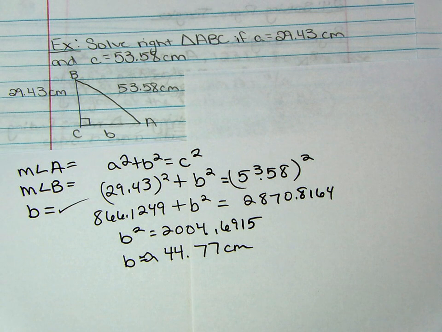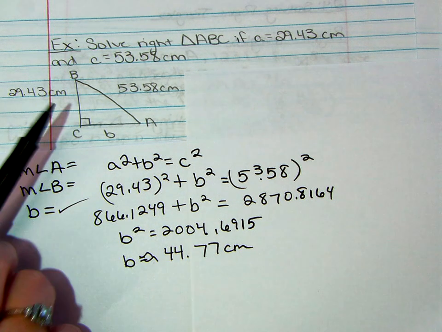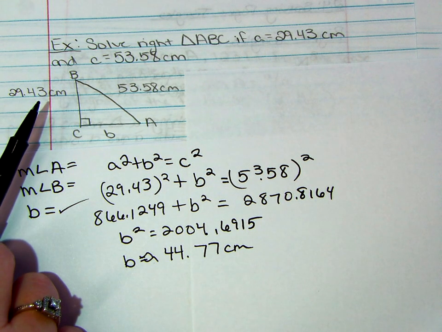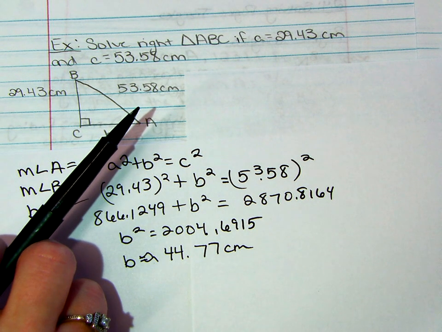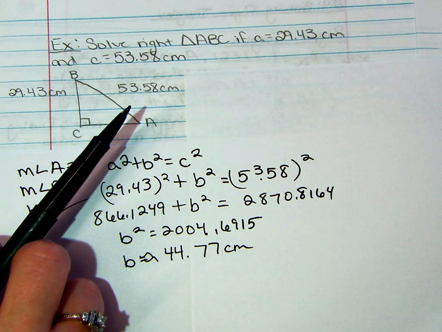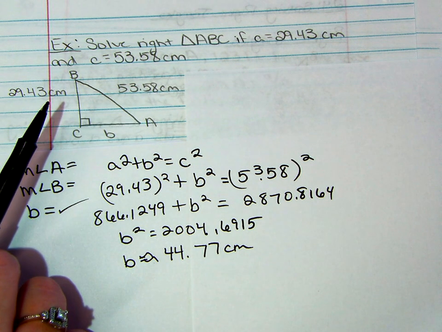Now again, even though we know all the side lengths now, I'm still going to use sides A and C as much as possible for finding the measure of my angles, just in case I would have made a mathematical error. If I use side B now to figure out those angles, then I'm going to get them wrong as well. So if I'm trying to figure out the measure of B, and I'm trying to use 29.43 and 53.58, what trig function would I use? Yeah, I'd use cosine because that's adjacent over hypotenuse.